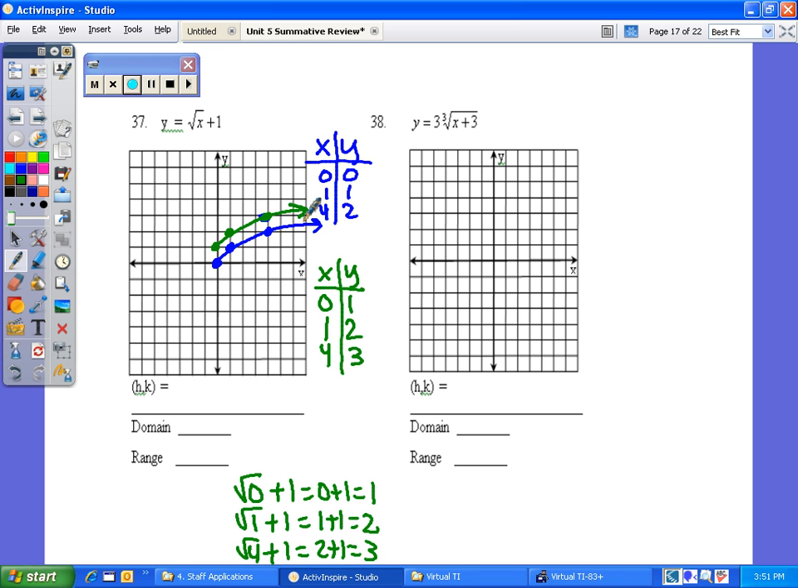Alright, so looking at my h, k, I don't have anything inside, so it would just be 0. So my h, k is 0, 1. It looks like the only thing my graph did was move up 1. It didn't do anything else. There's no stretches because these are the exact same distance. It didn't flip. So all it did is shift up 1. Okay, my domain is my starting point, so it starts at 0 and goes all the way to the right to infinity. And the range starts at 1 and then it goes all the way up to infinity.